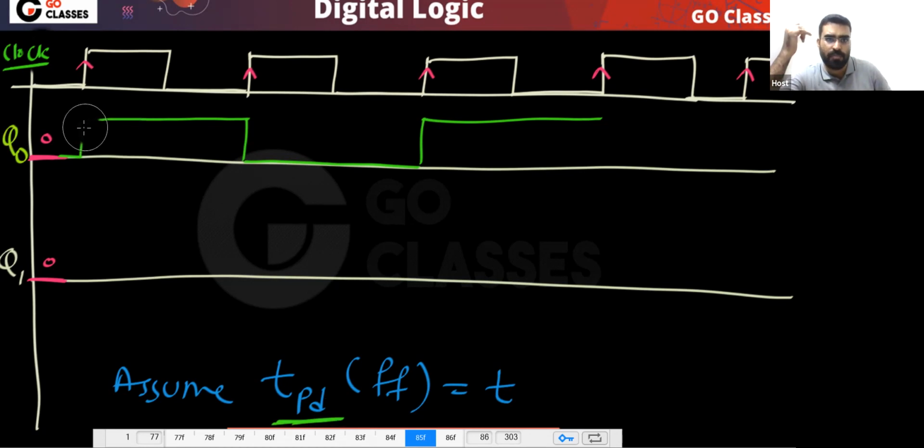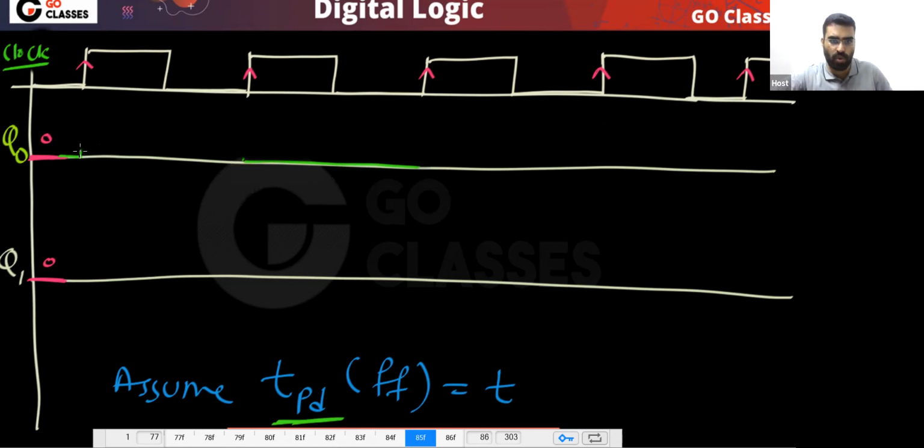Now what will be the waveform? You can notice I am assuming initially Q0 is 0. Now when the clock comes, this Q0 will toggle. Will it toggle immediately? Tell me. No. It will toggle after some delay. After that delay, it will change.